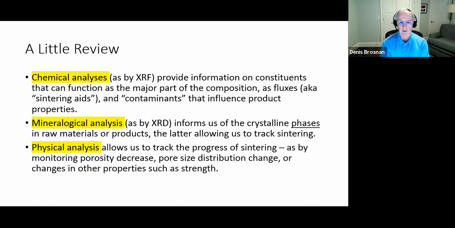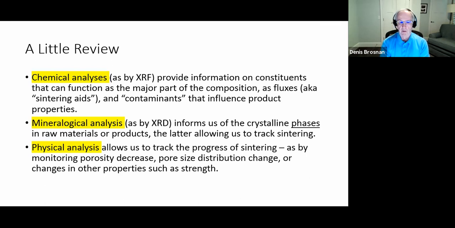Well, last time we talked about chemical composition using X-ray fluorescence, or XRF. That provided us information on the major constituents in our material and also revealed minor constituents. Some of these constituents cause melting, and that's why I call them fluxes. In some cases, people might make deliberate additions to a mixture using something they call a sintering aid, which could be a flux or could be present for another purpose, to increase reaction rates.